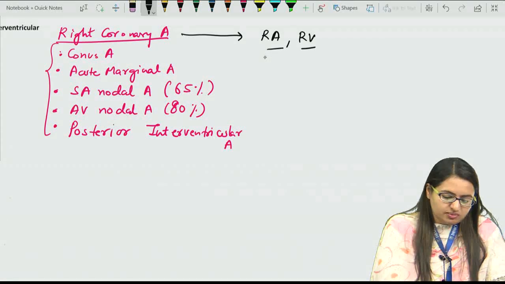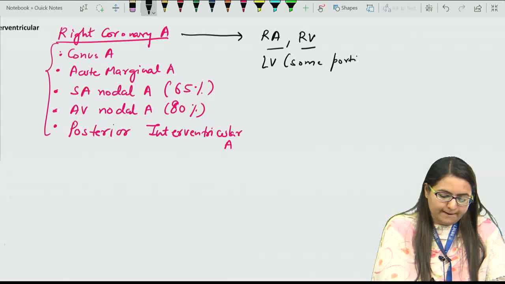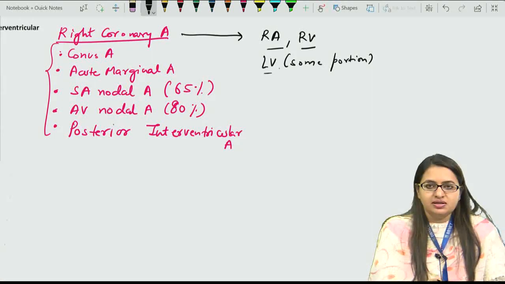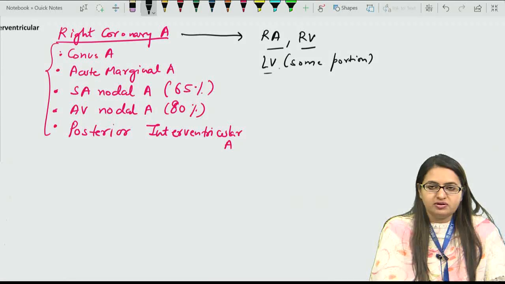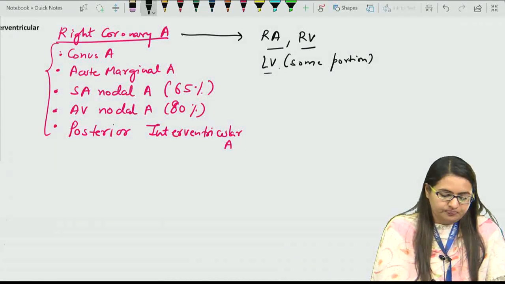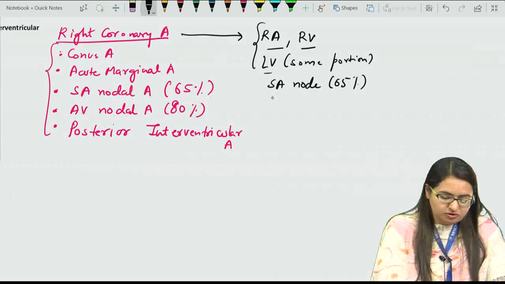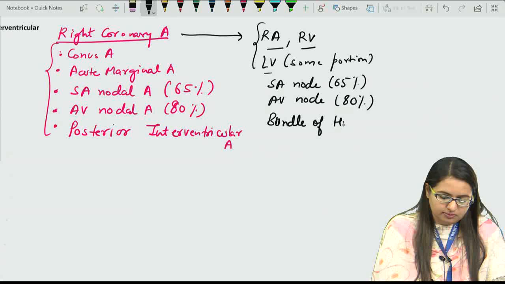Then it supplies some portion of the left ventricle. For the left ventricle, it supplies the portion towards the posterior part of the interventricular sulcus, the portion which is adjacent to that. Apart from this, it supplies the SA node in 65% of cases, in 65% of the population. The AV node is supplied in 80%. Then apart from this, the bundle of His and the right bundle, the left bundle.